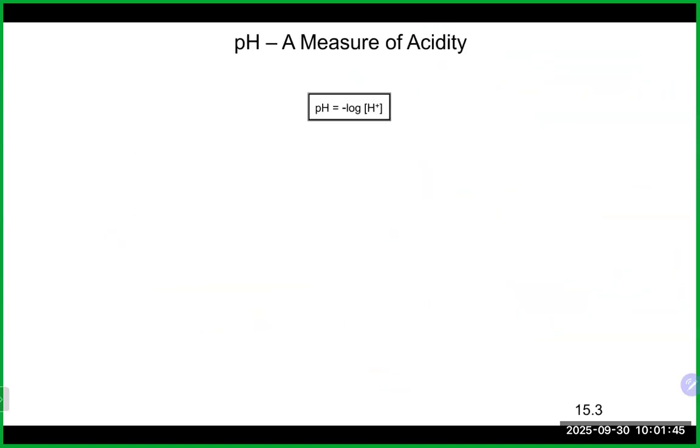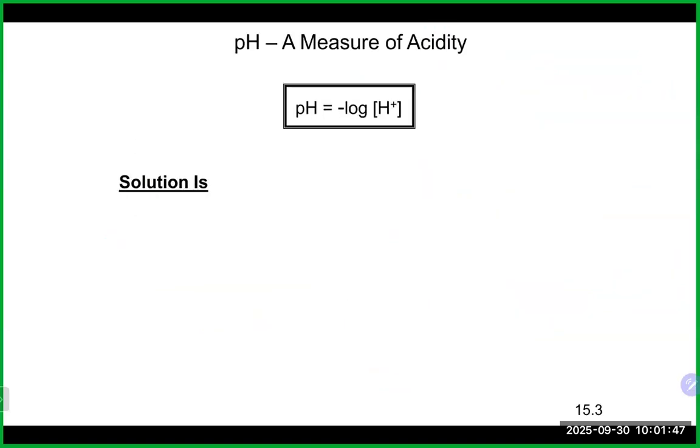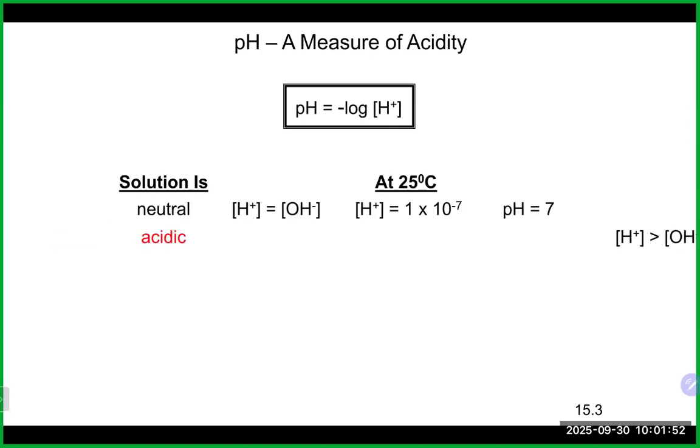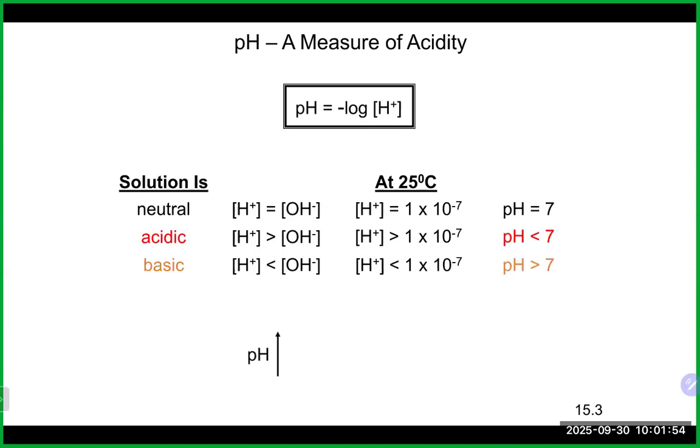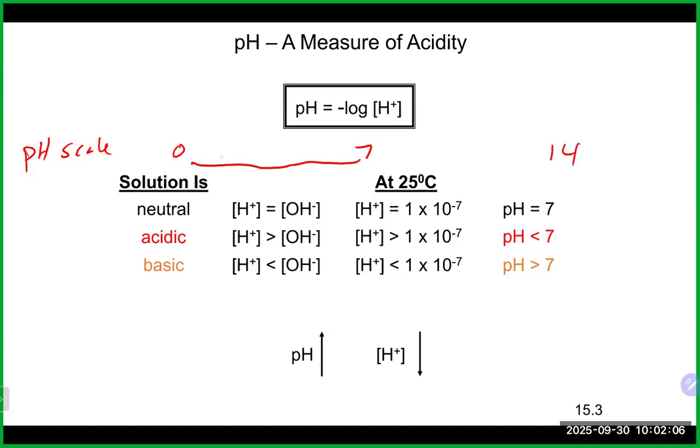All right. So then let's talk about pH, and pH is a measure of acidity. And the pH scale does run from 0 to 7 to 14. Less than 7 is acidic. Above 7 is basic. And really dead on 7 is neutral.